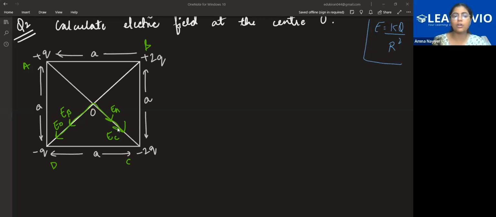Anyone who can tell me what should be the value of this? At least tell me for one, OA. What should be OA? Hint, this is A, this is A. Quickly answer in the chat column what should be OA.